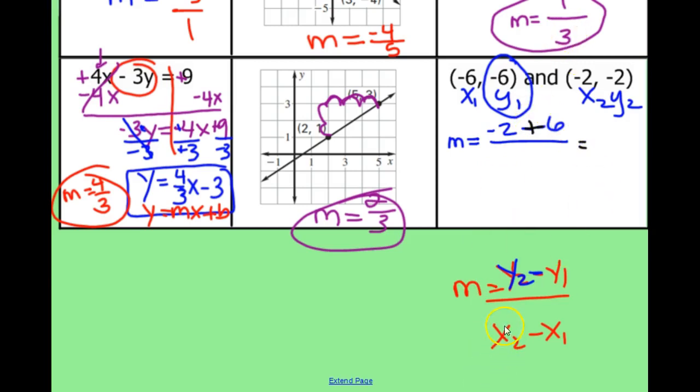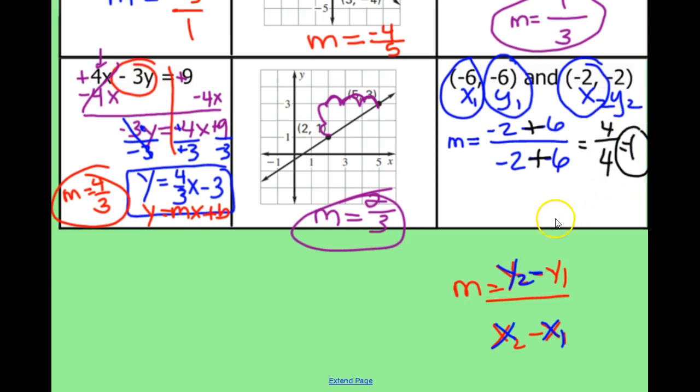And on the bottom, x2 right here is negative 2, minus x1, which is negative 6. Again, two negatives make a positive. So we really have the same thing on the top and the bottom. Different sign, subtract, 6 minus 2 is 4. And there's more positive, so it's a positive 4. So we have 4 over 4. 4 divided by 4, or 4 goes into 4, 1 time. So your answer is 1, or as a fraction, 1 over 1.